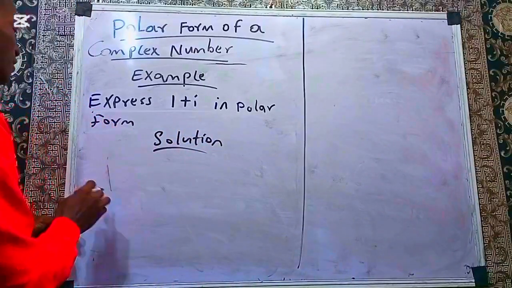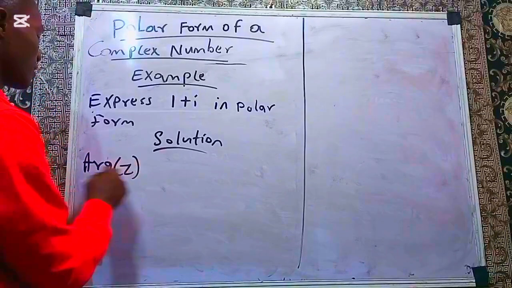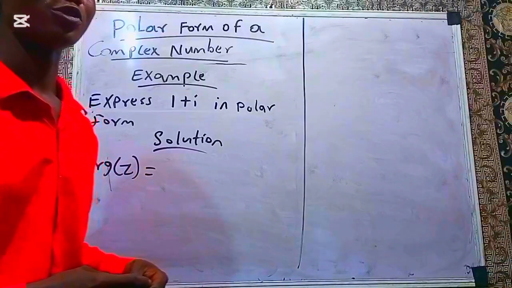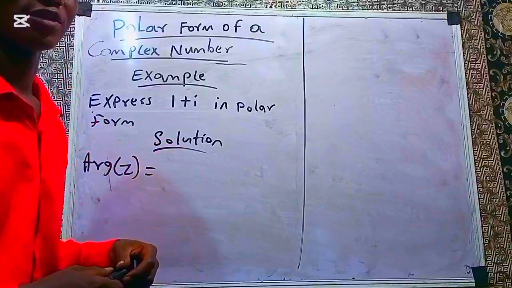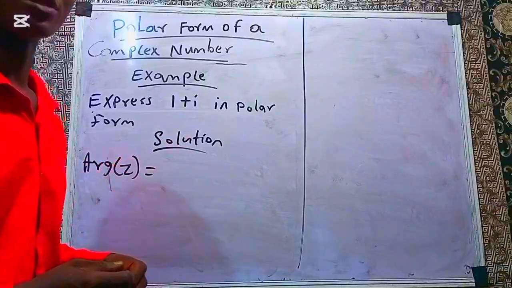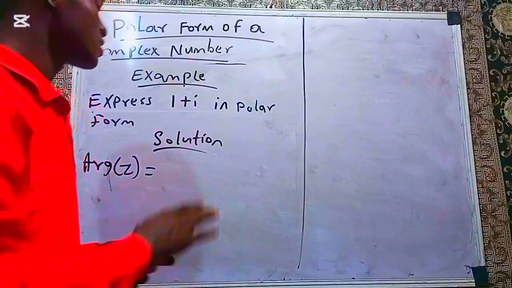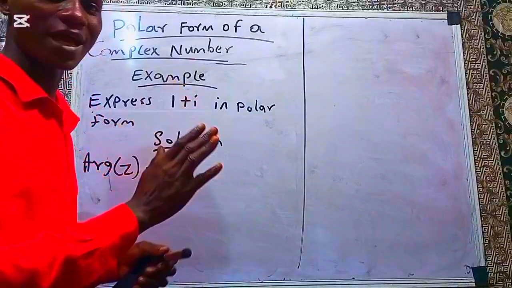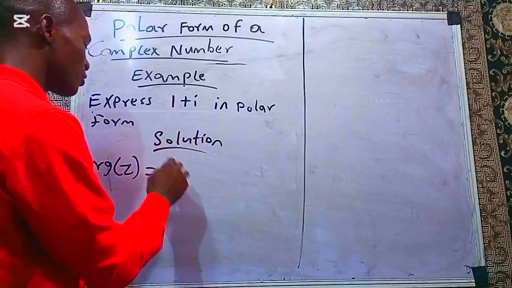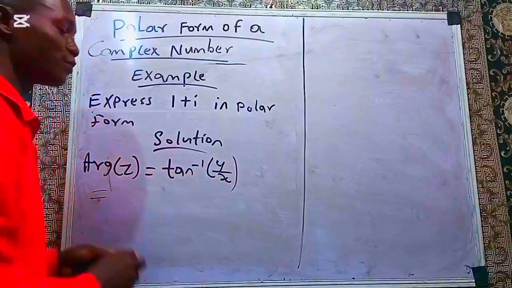I told you in our previous video that the first step is to get the principal argument. The formula you are going to use depends on the sign of the real part and the imaginary part. Now, the real part is the one that does not go with i. So here, 1 does not go with i. That's the real part, and it's positive. So the formula you are going to use is simply tan inverse of y over x. That will give you the principal argument.